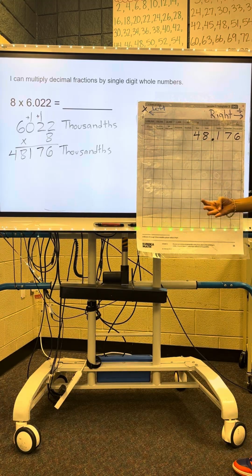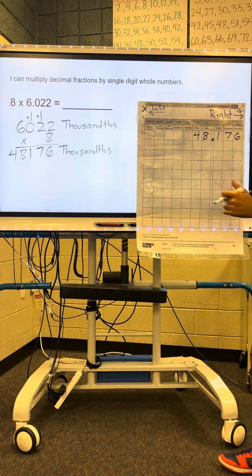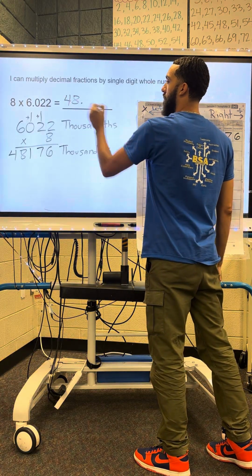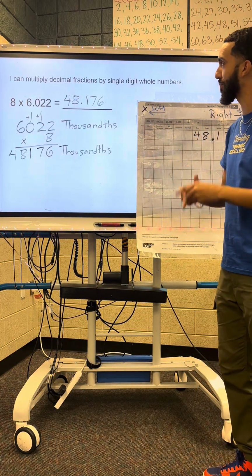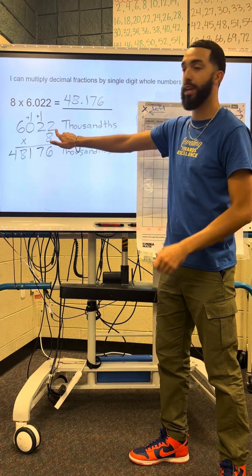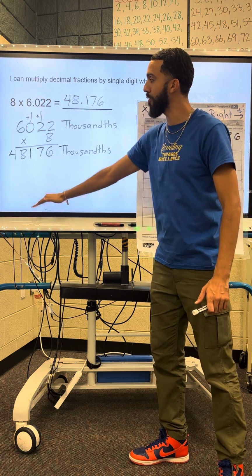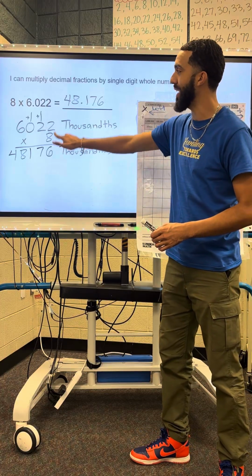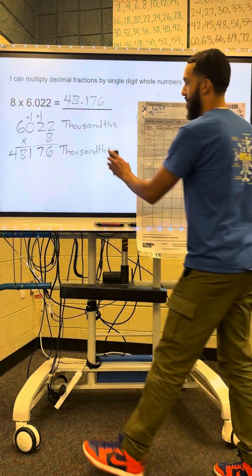So I see the final product is 48 and 176 thousandths. And now I write it on the product line. Pretty easy, right? So remember what you have to do here. We have to first rewrite our number in unit form, set it up in vertical form, which means we're gearing up for the standard algorithm, and then multiply each digit one by one.